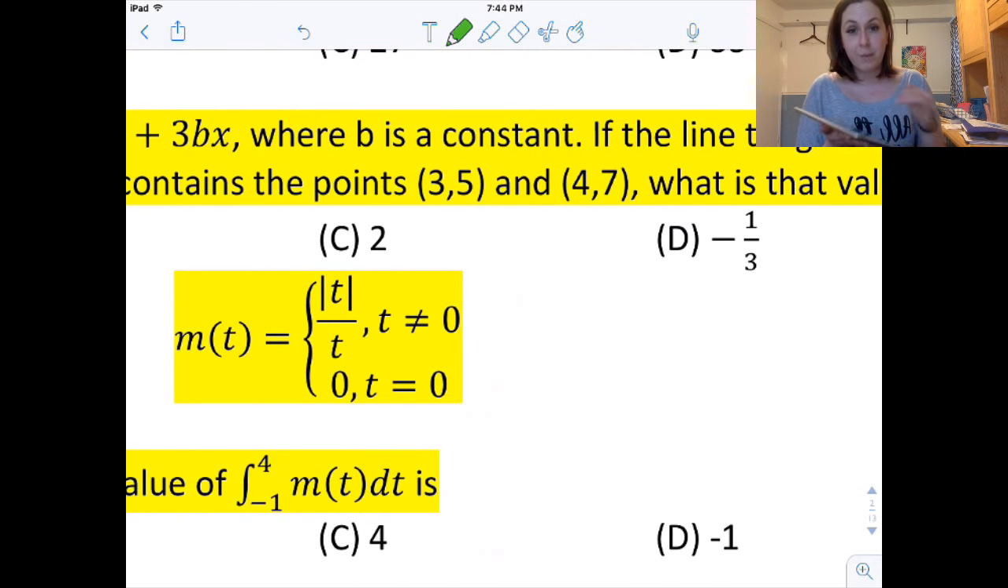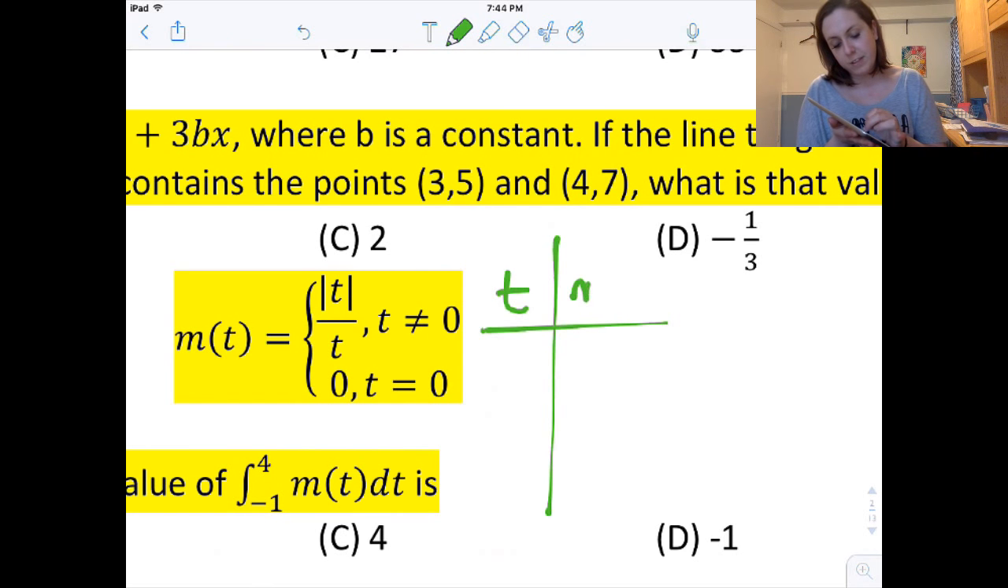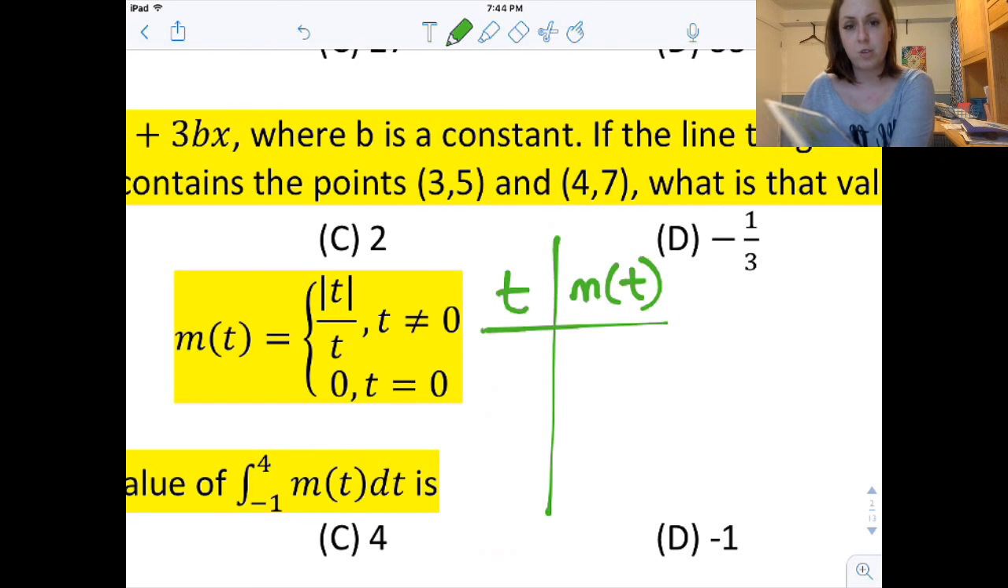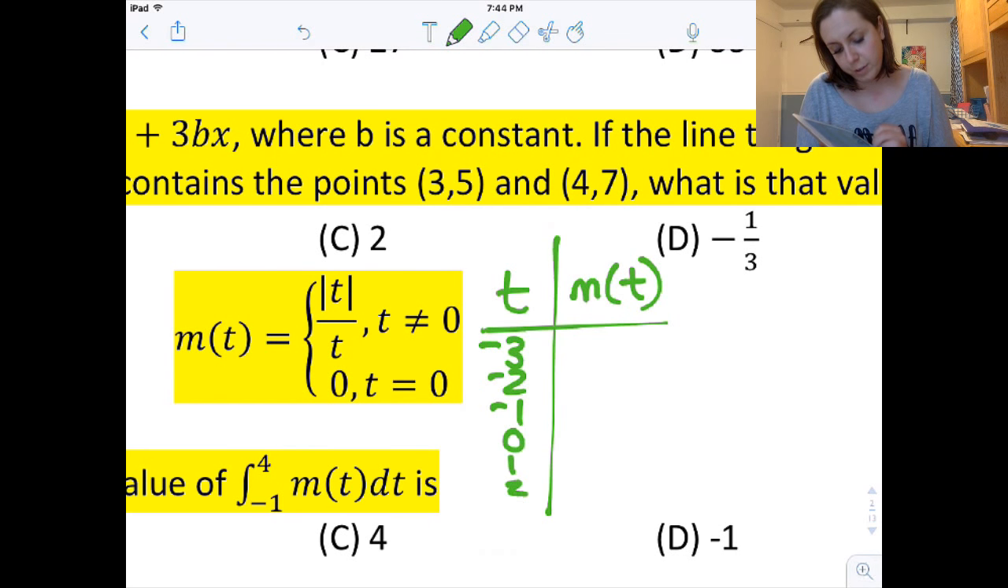So let's make a table of what this looks like at least. And -1 to 4, you can do some values around that too if you're not sure what it looks like. So I'm going to do maybe -3, -2, -1, 0, 1, 2, 3, 4. And I'm going to plug those values into m. They already told me at 0, this is 0, so I know that.